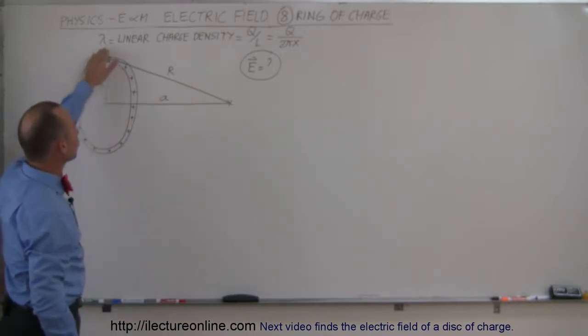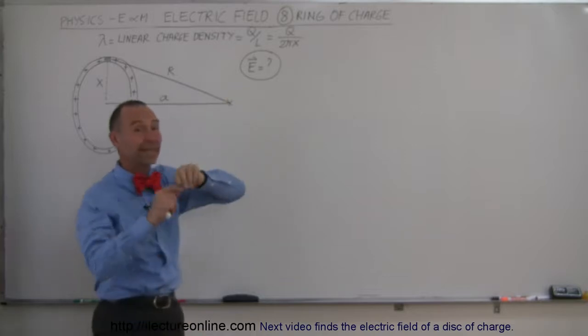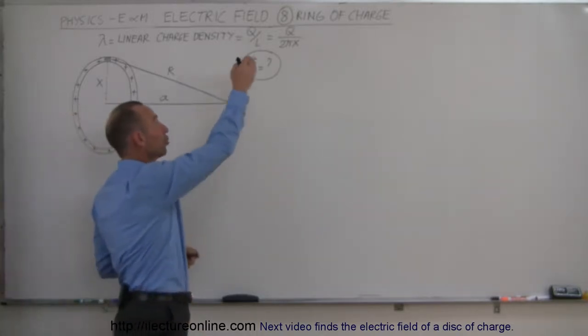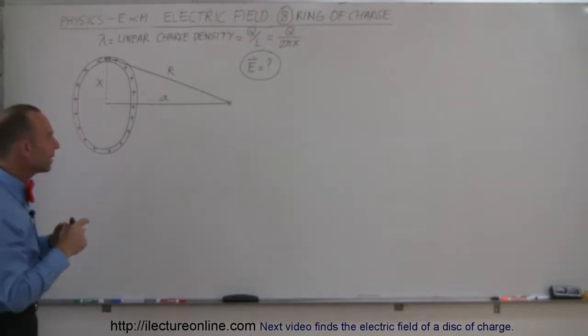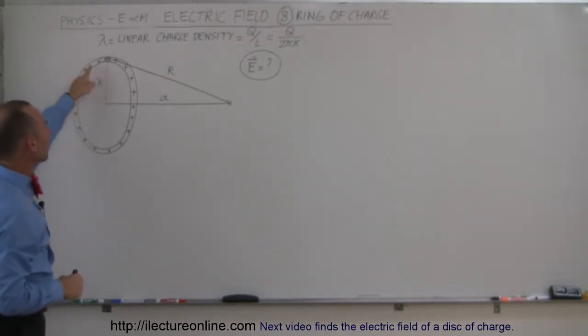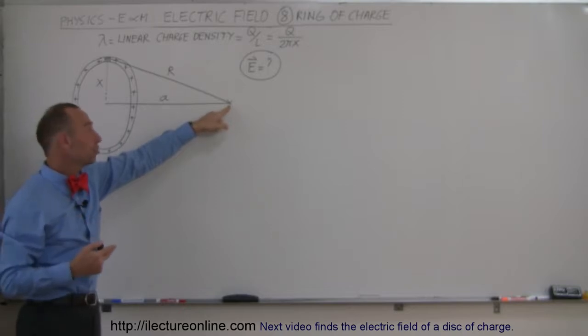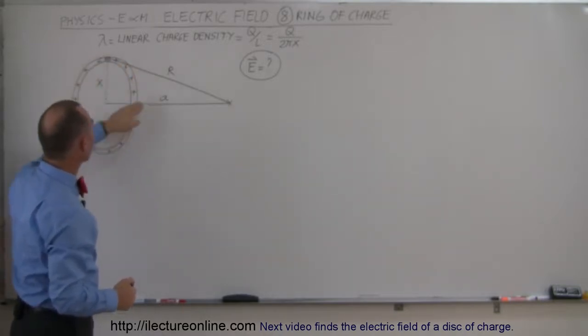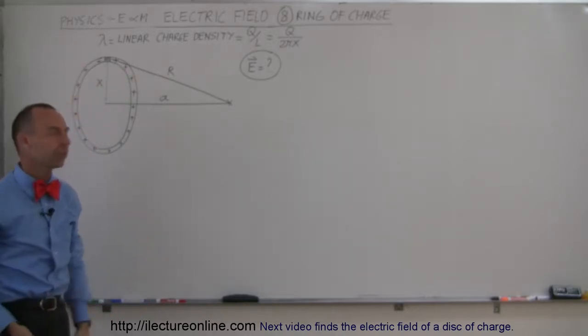And so therefore the linear charge density on the ring is going to be the total charge divided by the total length of the ring, which is going to be Q divided by 2 pi x, x serving here as the radius of the ring, not to be confused with the distance from the point where I want to find the strength of the electric field to any point along the ring. We'll call that large R. So therefore I used x for the radius of the circle.